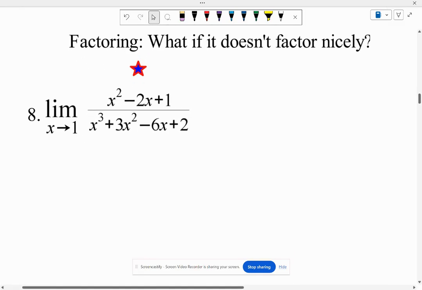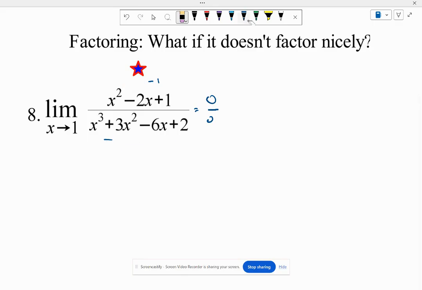So you can pause the video, copy this one down. But we're going to attack this one the same way as we attack the other ones. Let's see what happens if we plug in 1. If I plug 1 into the top, this becomes 1 minus 2 plus 1, which is 0. And if I plug 1 into the bottom, I get 1 plus 3 minus 6 plus 2, which is also 0. And again, 0 over 0 is that indeterminate form, so we need to do something different here.